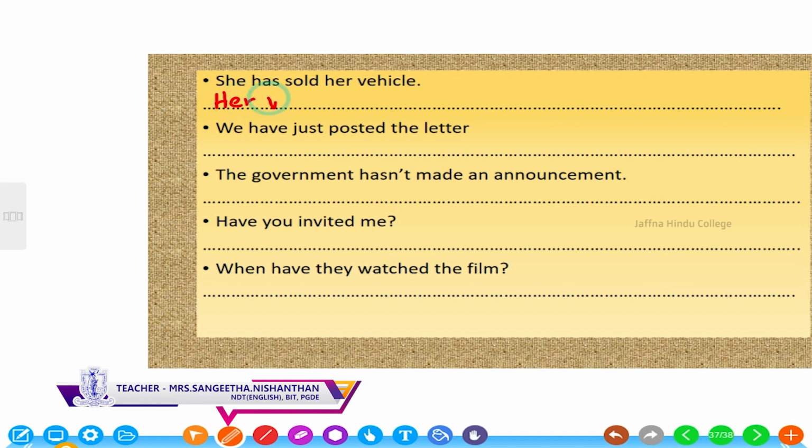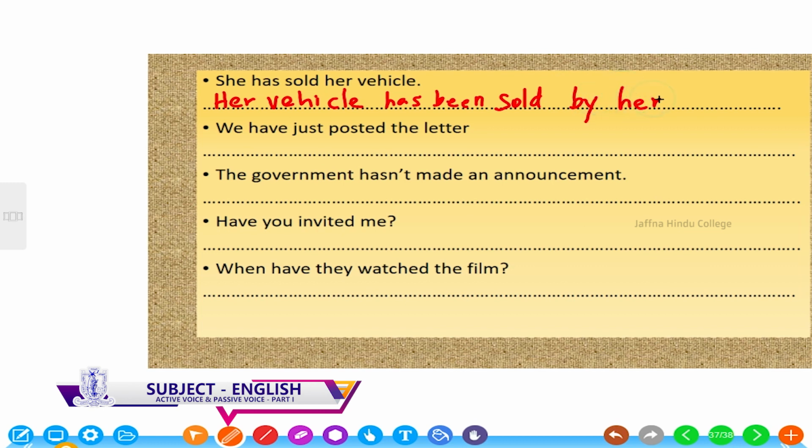Her vehicle, singular. So, we should use has been plus past participle sold. Already there is the past participle. Has been sold by. She is changed as her here.